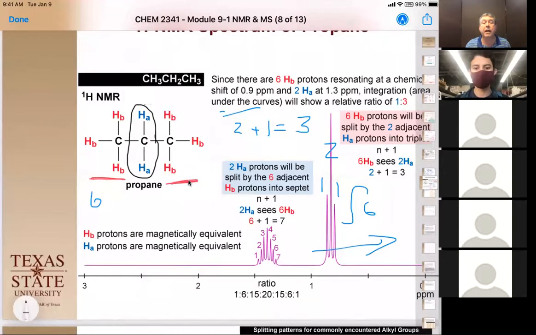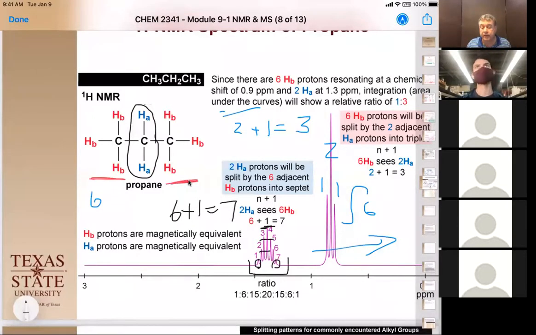Now let's do the N+1 rule. We have 1, 2, 3, 4, 5, 6. Our N in this case is 6. So we have 6 plus 1 is equal to 7. So we should see 7 peaks for those 2 hydrogens. What we see here is 1, 2, 3, 4, 5, 6, 7. And for relative intensity, the one in the middle is the highest, then it comes down, and these little peaks at the end have a relative intensity of 1.